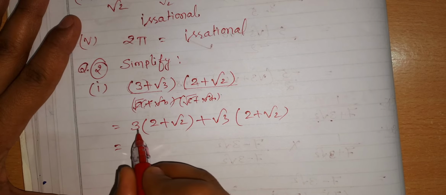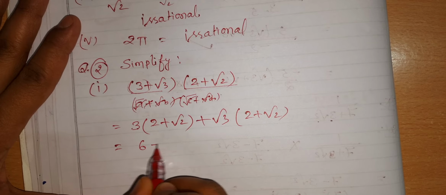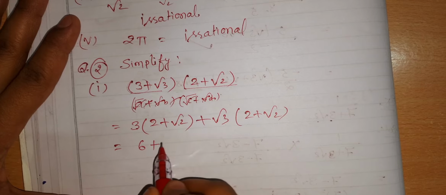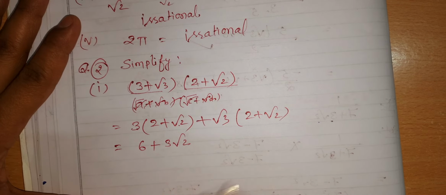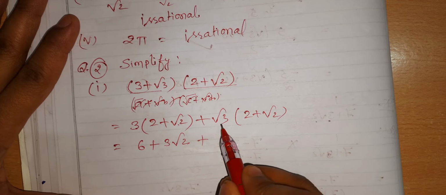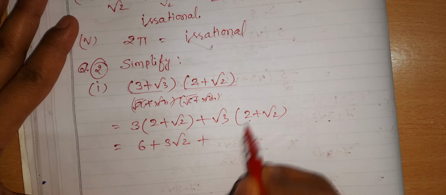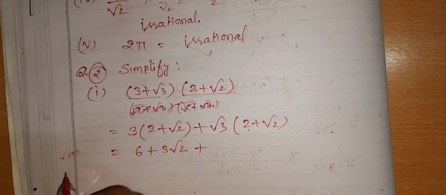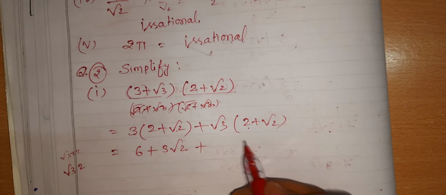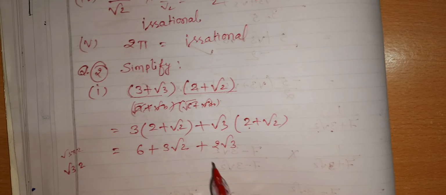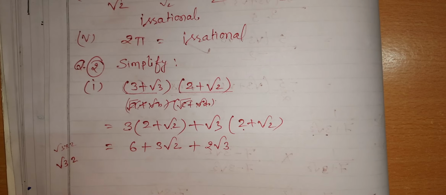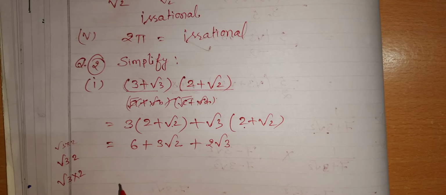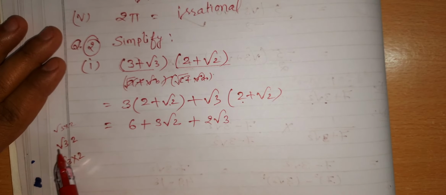Now we will multiply. 3 multiplied by 2, 3 2s are 6, plus 3 multiplied by root 2 is 3 root 2 only. Plus root 3 multiplied by 2 is root 3 multiplied by 2 only. But we generally don't write root 3 2, we write 2 root 3. You can write root 3 multiplied by 2, but as I said, we always write our answer in this standard form. So we generally don't write root 3 multiplied by 2.